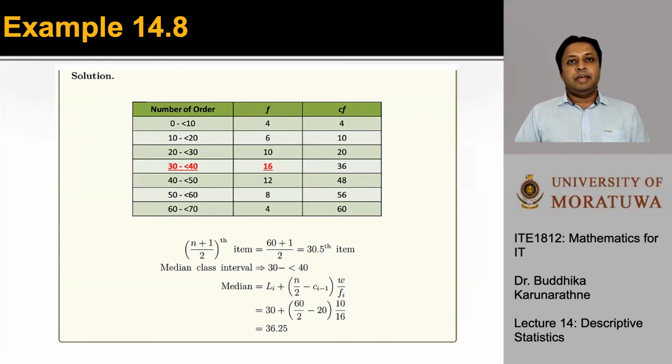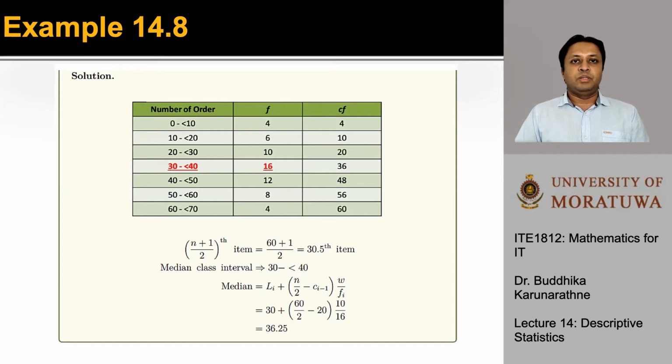Li plus ((n over 2 minus Ci minus 1) times W) over Fi. Li is the lower boundary of the median class, which is 30. 60 should be substituted as n, and 60 over 2 minus Ci minus 1, which is the cumulative frequency of the class preceding the median class. Here, 20 is the value to be substituted for Ci minus 1. W is the class width of the median class, which is 10, and Fi is the frequency of the median class, which is 16.